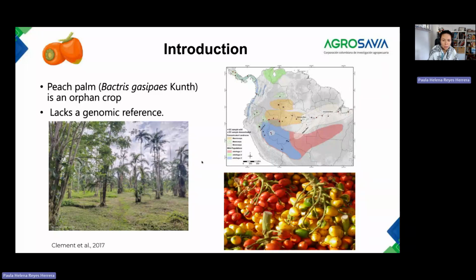Here you can see the palms, and in this figure you can see the fruits of the peach palm. It has an important economy in the Pacific region of Colombia and other Central and South American countries.